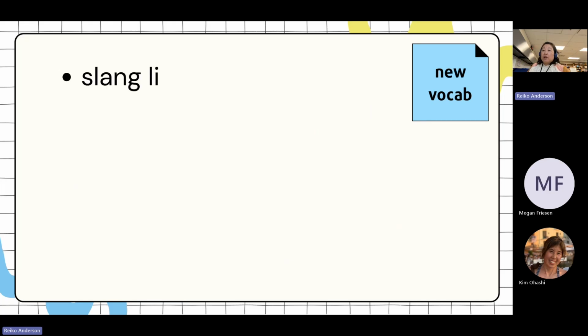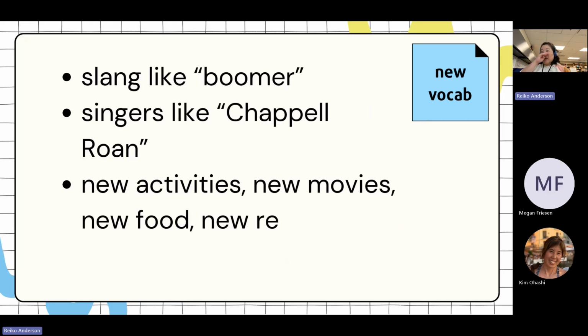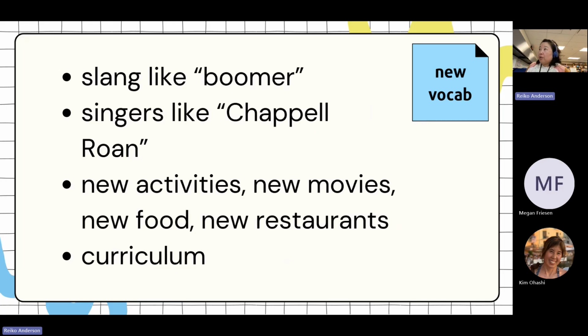Now, we also have new vocabulary, right? And new vocabulary happens sort of naturally all the time. We have slang that happens, like boomer. We have singers like Chappell Roan, who might not be in my talker, but I heard a song the other day and I loved it. And I want to tell you that I want you to put her in my talker. We might have new activities that we're exposed to, new movies, new food, new restaurants, all these new things. And I want to be able to tell you about it, but the exact word, nobody has thought to put that exact word in my talker.